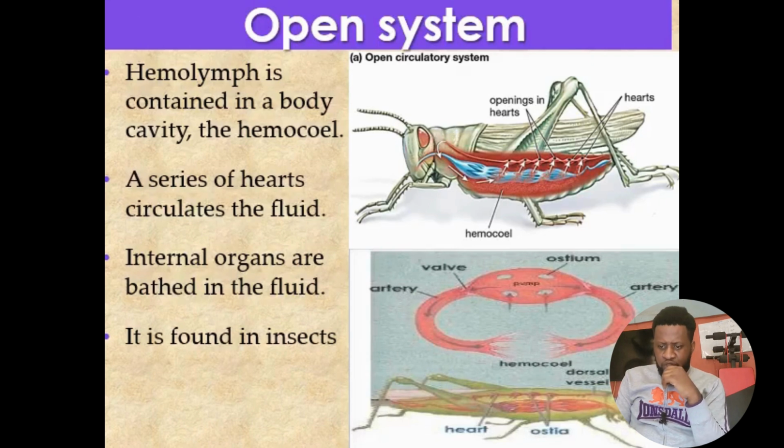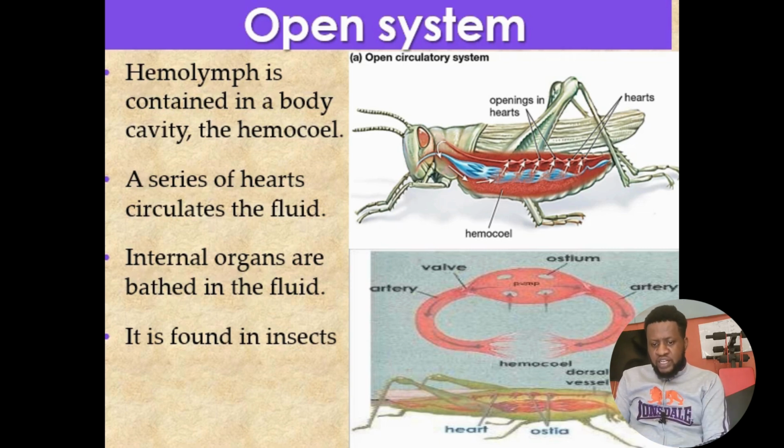Now if you look at the picture here, you will see the grasshopper. I will take it to be a grasshopper. Now I told you from the beginning that this is the reason why we use fluid instead of blood. Fluid is something that can be used as a general term. So insects use what we call hemolymph, not blood. This is what is contained in their body cavity. Their body cavity is referred to as hemocoel. If you look at the picture, you will see what that says.